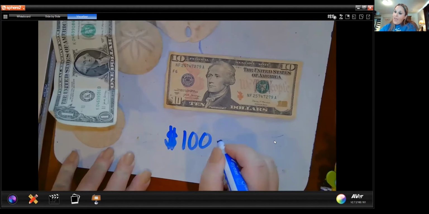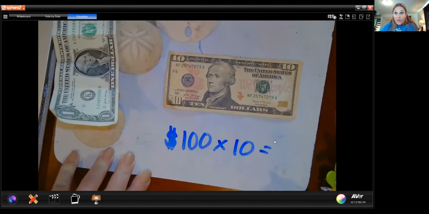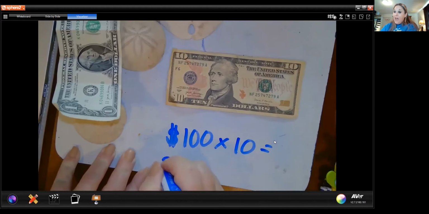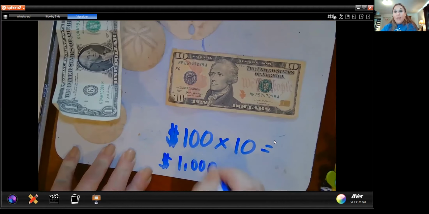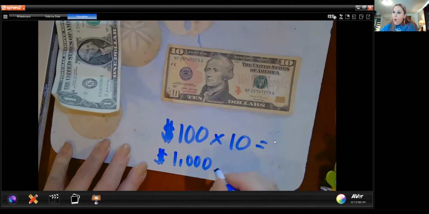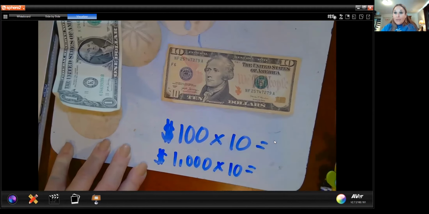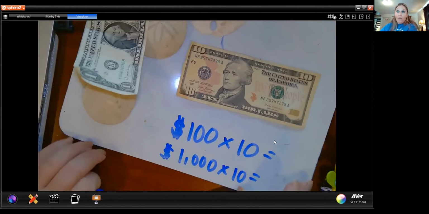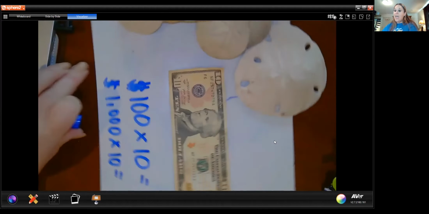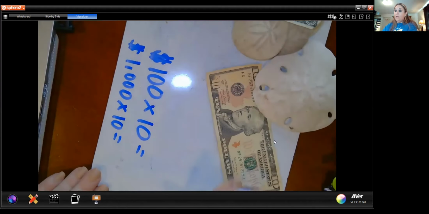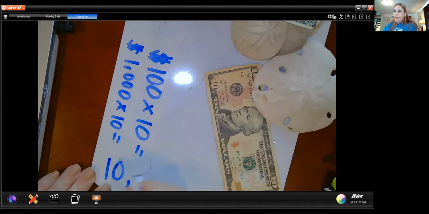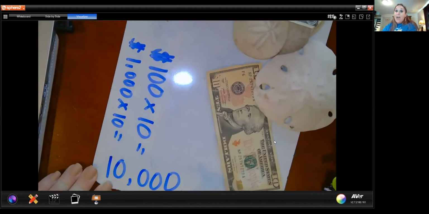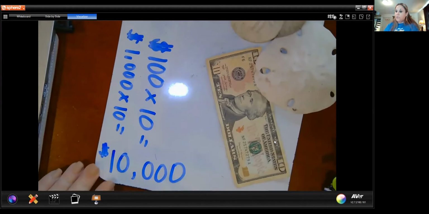What happens if I had 10 $100 bills? Then I would have $1,000. That sounds nice right about now. What if I had 10 $1,000 bills? I don't even know if they make a $1,000 bill. Someone has to Google search that for me. I know I've never owned one. If I had 10 $1,000 bills, that would give me $10,000.